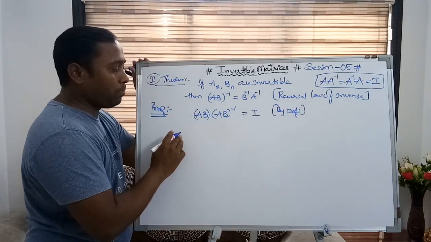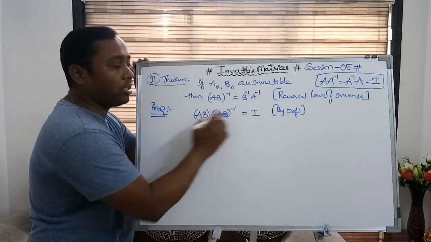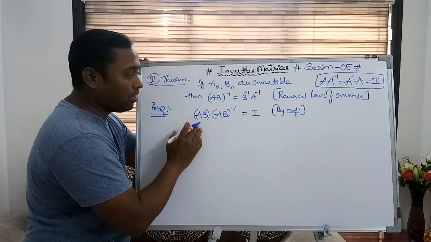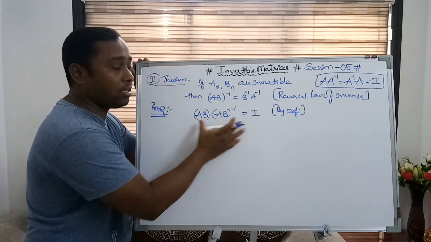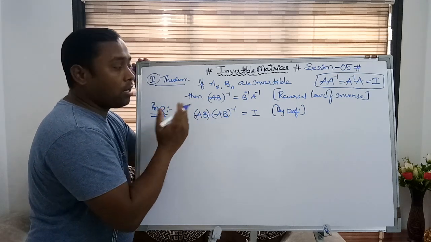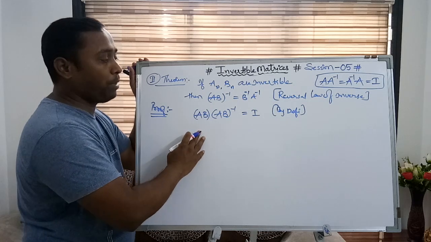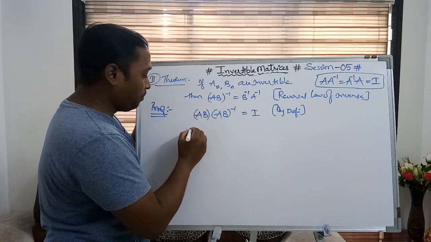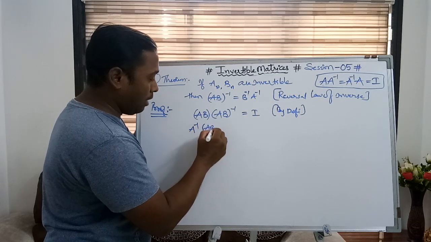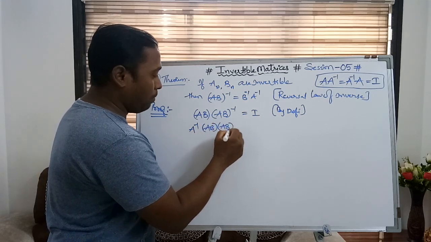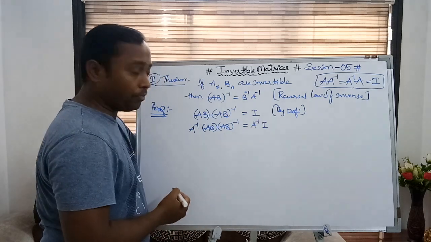Thereafter, I am multiplying the entire equation with A inverse on the left hand side. Remember, while multiplying the matrix with either side, left or right, you have to decide. Okay, so I am multiplying the entire equation, that is pre-multiplier you can say. So I am multiplying with A inverse. So A inverse into AB whole inverse is equal to A inverse into I.